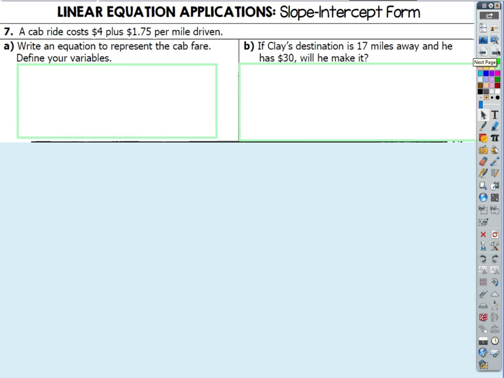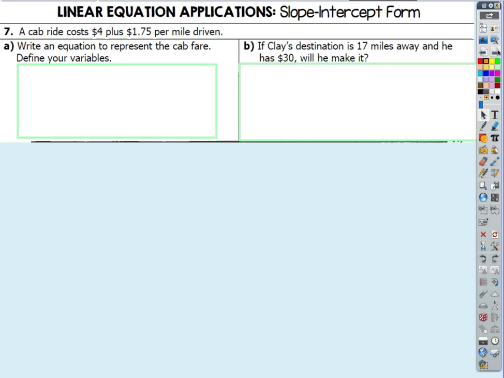All right, so what about, last little bit here, what about some equation applications? And there's 2 different kinds. Now I just want to maybe just do one today, and we'll come back and hit this again tomorrow before we jump into the assignment. So they give us some information. It says a cab ride costs $4 plus $1.75 per mile driven.